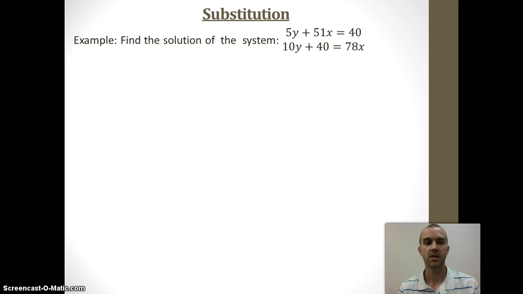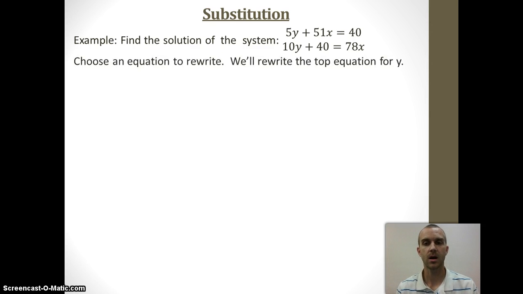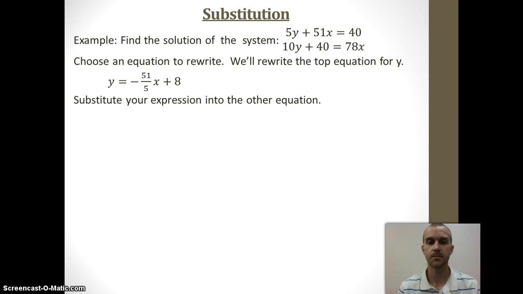So, say I have this system: 5y plus 51x equals 40 and 10y plus 40 equals 78x. Not exactly the prettiest of equations to deal with, so let's stick with substitution in this case. Here, I need to choose a variable from one of the two equations to rewrite. I'm going to take the first equation and rewrite it for y. I subtract 51x and divide everything by 5, and I end up with y equals negative 51/5 x plus 8. Now I take that expression, negative 51/5 x plus 8, and substitute it into the second equation.